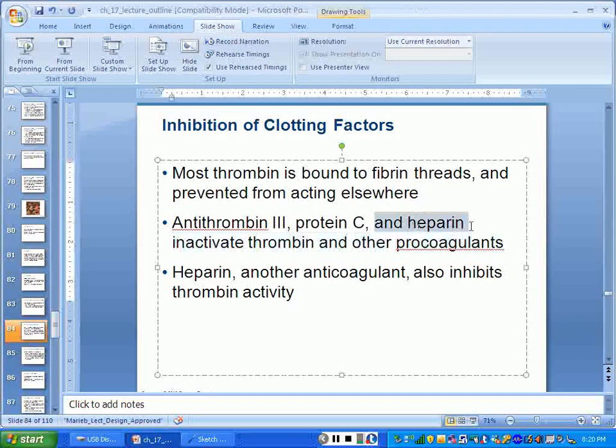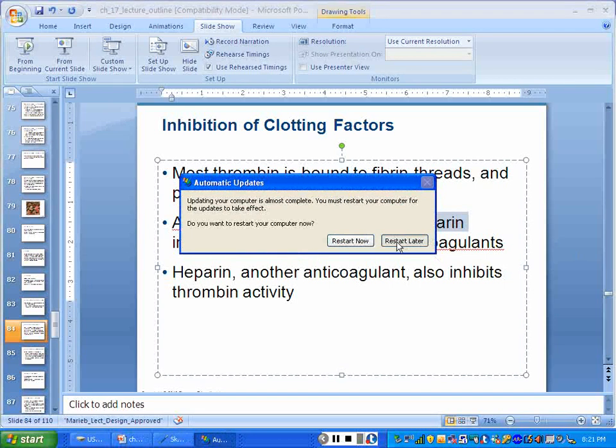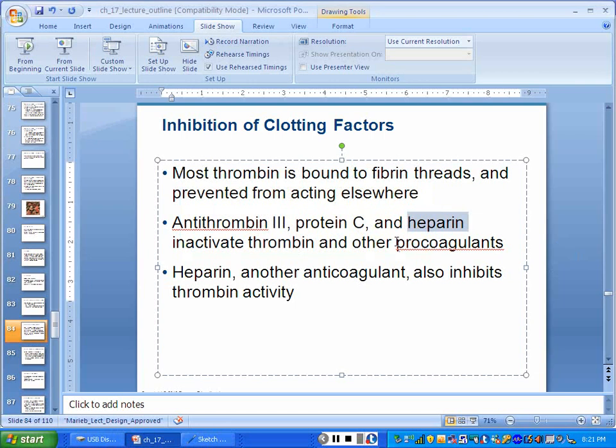I bet at least half of you have heard of this. Raise your hand if you've heard of that. Oh, well, one-third. Okay, good enough. Oh, maybe more. Okay. Heparin. Is heparin used in a hospital? Heparin is an antithrombin. It works against thrombin. It inactivates thrombin. So what happens if you inactivate thrombin? You do not produce what? The clot, the fibers, the fibrin.